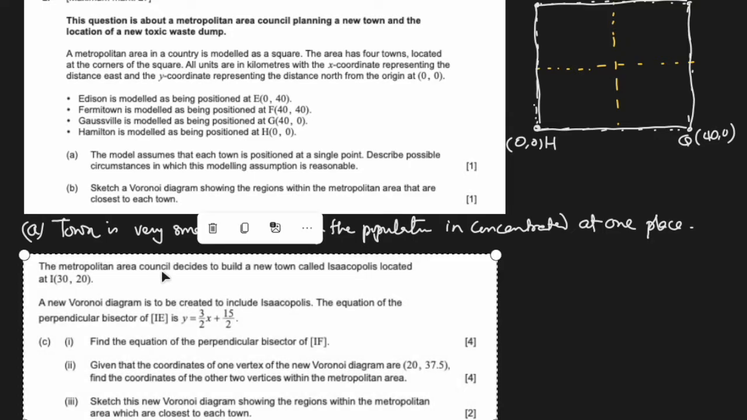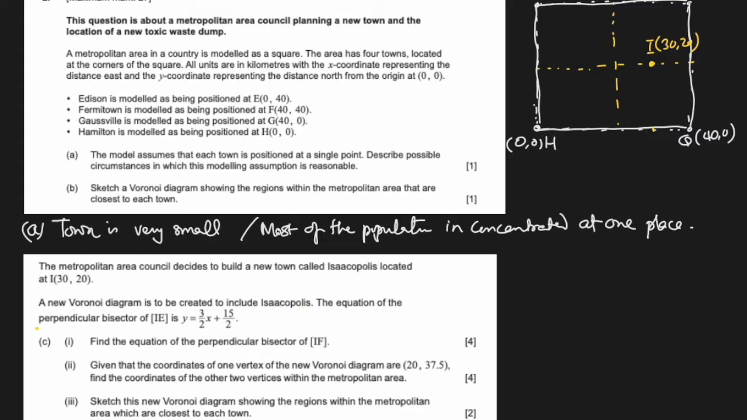So what next? The Metropolitan Area Council decides to build a new town called Isaacopolis located at 30, 20. That means 30 is somewhere here and 20 will be here. This is the point where the new town Isaacopolis will be, its coordinates are 30, 20. A new Voronoi diagram is to be created now to include Isaacopolis.